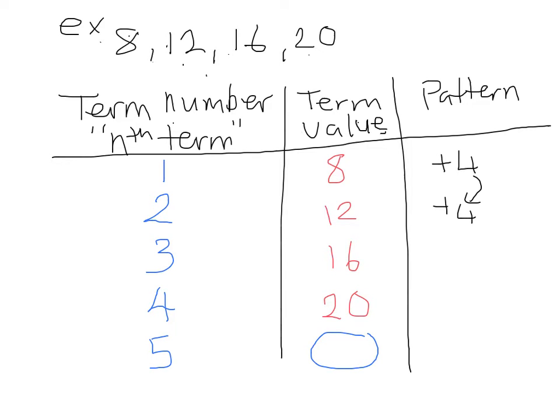So I say I have to add 4. Let's try the next one. If I add 4 to 16, am I going to end up with 20? I go again, 16, 17, 18, 19, 20. Wow, okay, so my pattern works. I know that my pattern is increasing by 4.